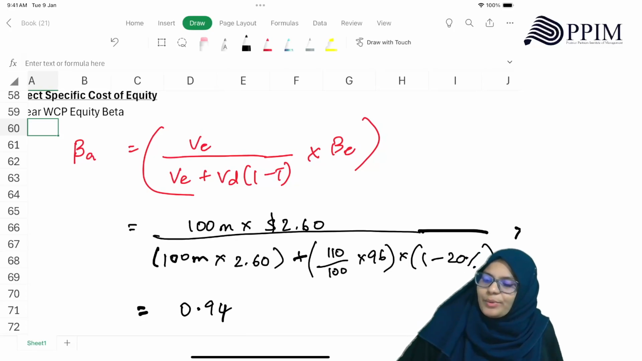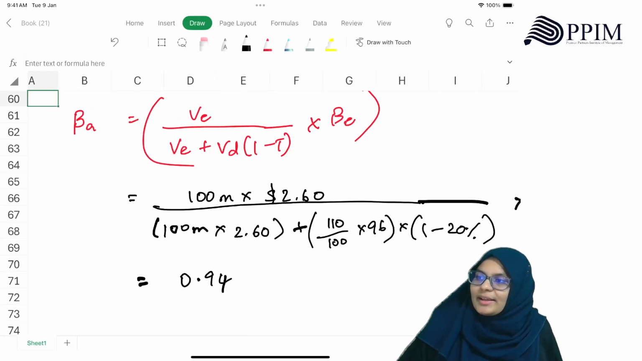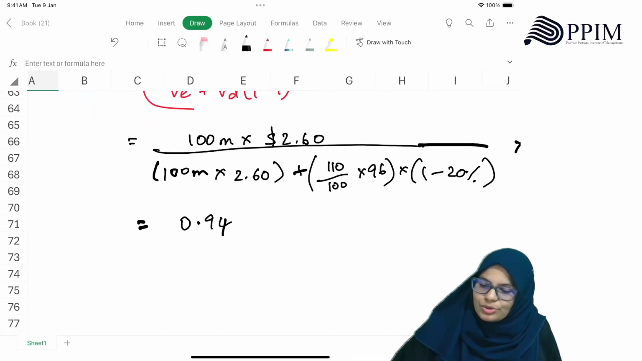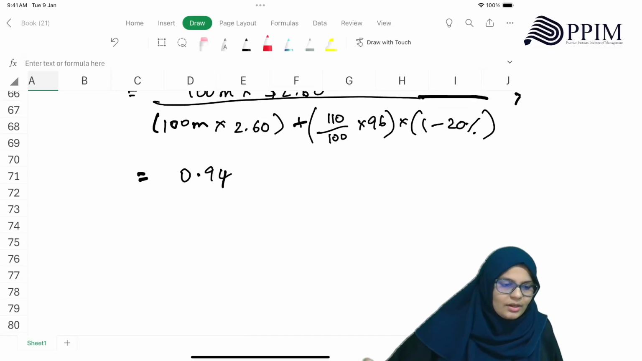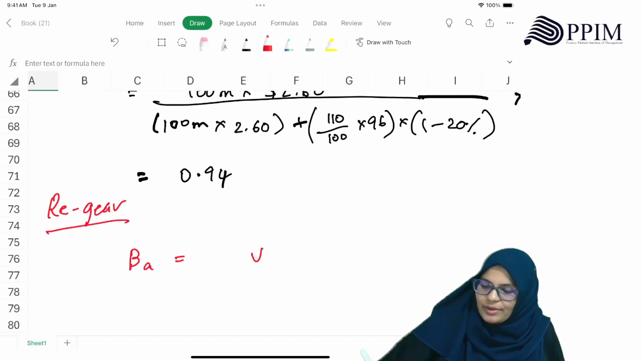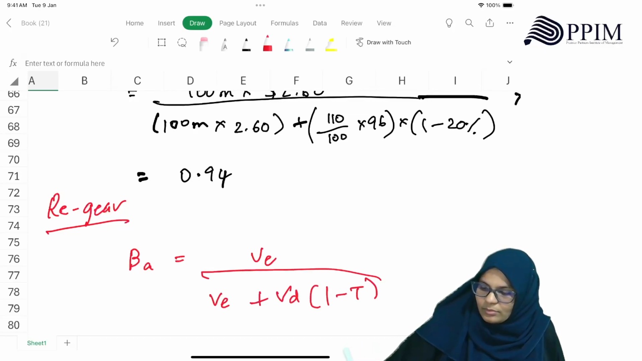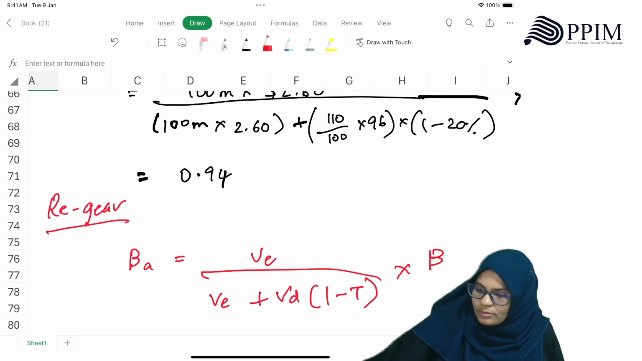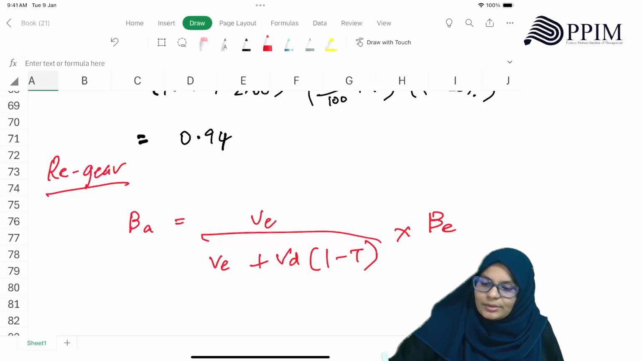Okay. So now we have beta asset. Now we are going to do the re-gearing. So re-gearing means what we have to do? We take this beta asset and put the financial risk of our company into it and get the new beta equity, right? So the same equation has to be used. I'll copy it down again. So I'm going to re-gear. Beta asset equals value of equity over... okay, so now I know the beta asset, which is 0.94.